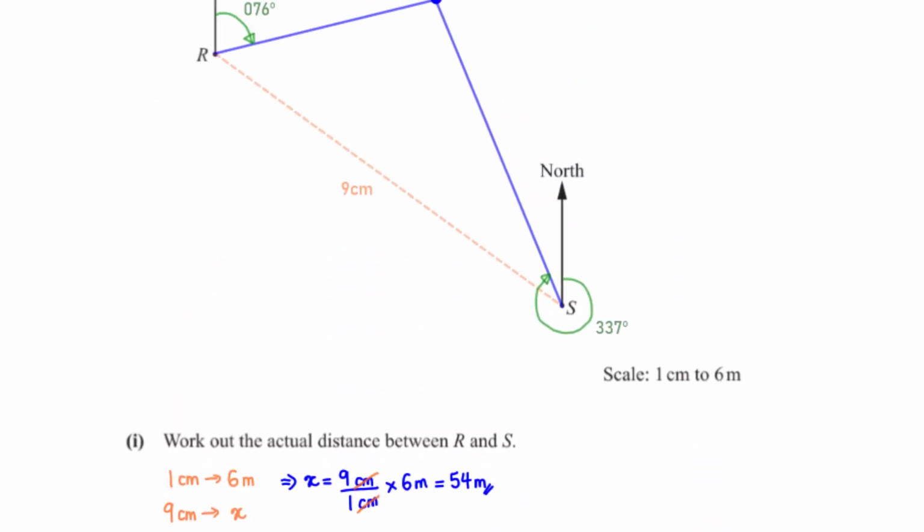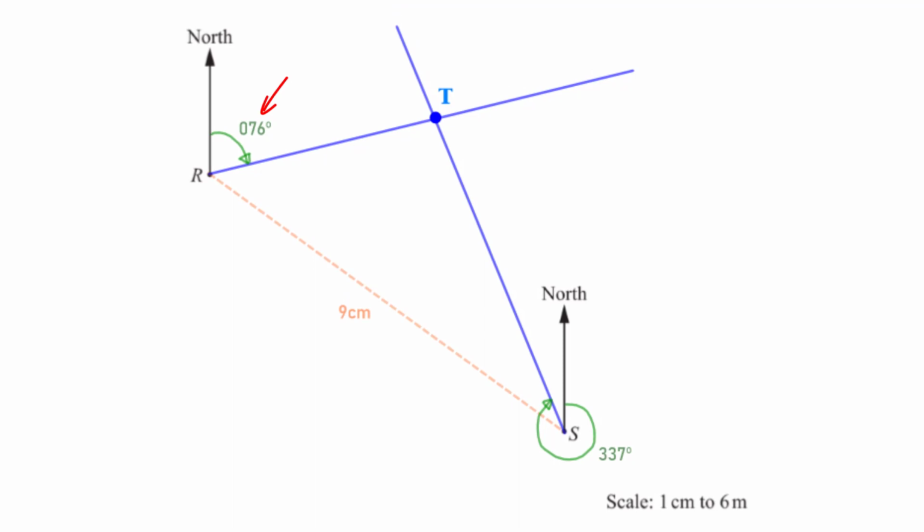On the scale drawing, we first measure an angle of 76 degrees in the clockwise direction from the north of R. Then we measure an angle of 337 degrees in the clockwise direction from the north of S. An easier way to mark this bearing is to measure an angle of 27 degrees from the north of S in the anti-clockwise direction. The intersection point of the lines is the position of point T.